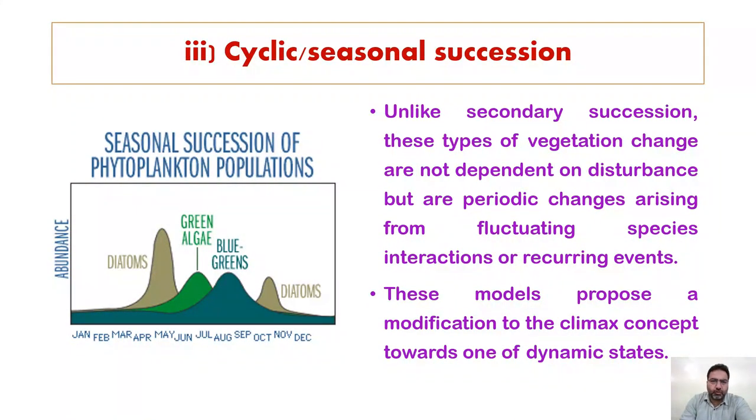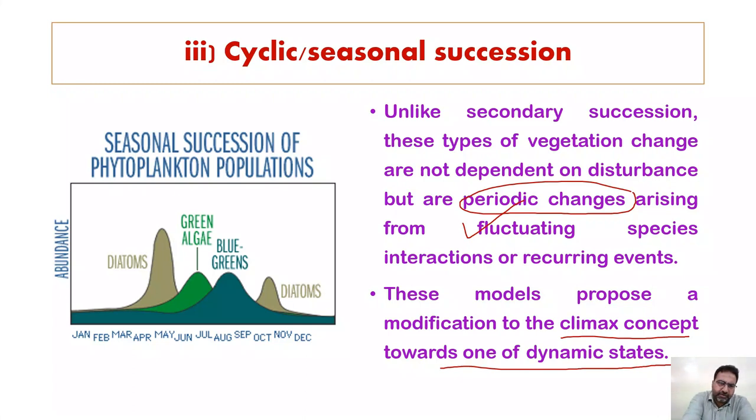Then the third one, we know by the name of cyclic succession or seasonal succession. Unlike secondary succession, this type of vegetation change is not dependent on disturbance, but consists of periodic changes arising from fluctuating species interactions or recurring events. These models propose a modification to the climax concept towards one of dynamic states.